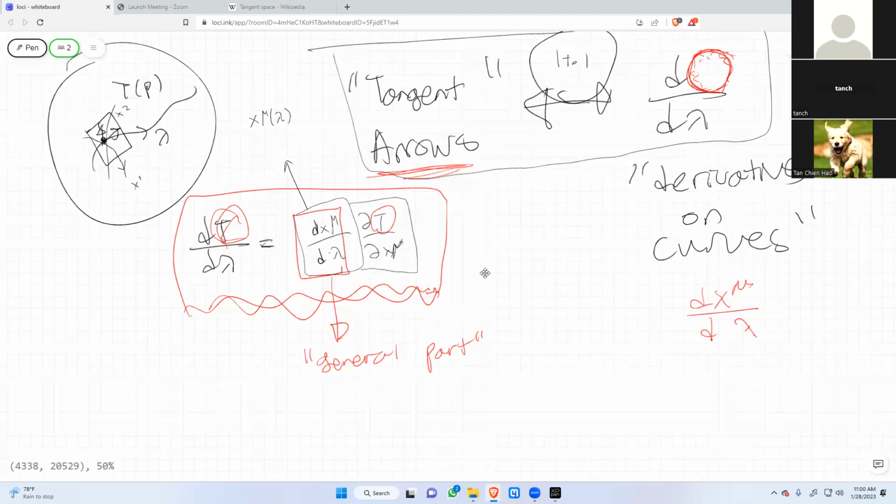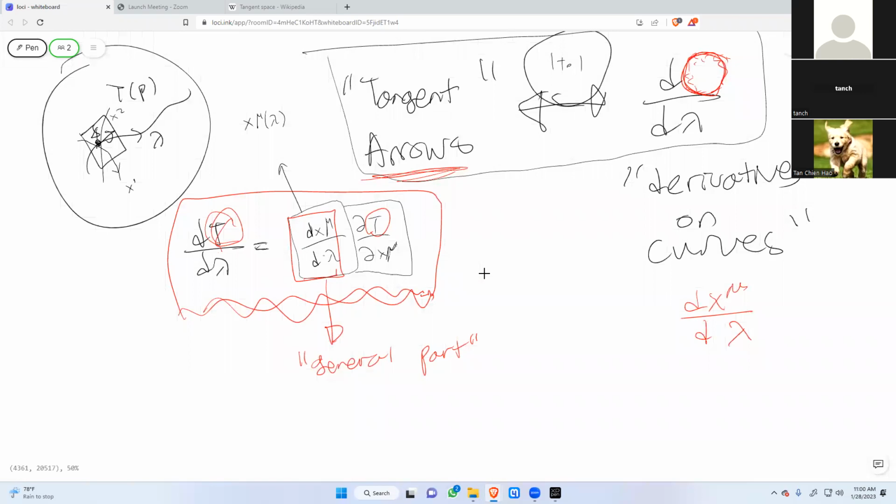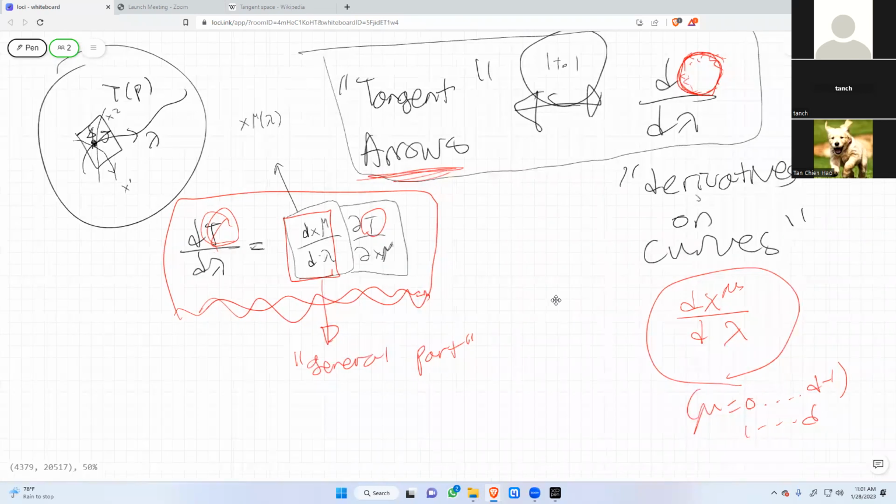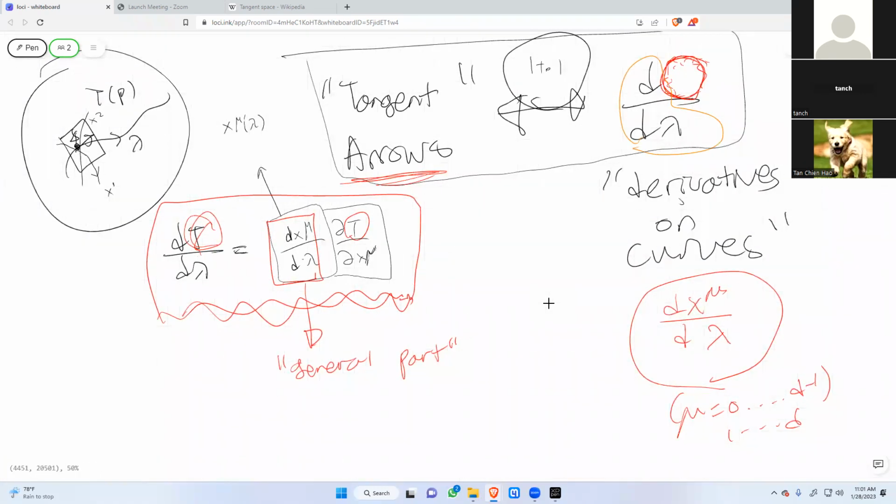That being said, this is just a collection of numbers, as mu goes from 1 to d. This is just a collection of numbers. This is not an arrow. So if we want to define something that is not just simply a collection of numbers, but something that is basically some kind of tangible thing, defining it like this kind of makes sense.